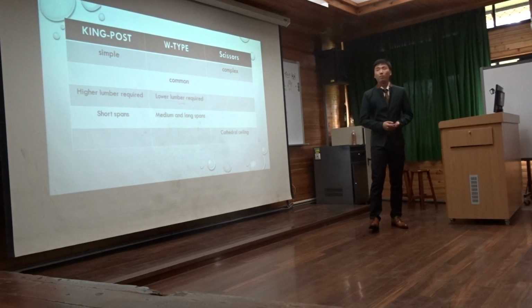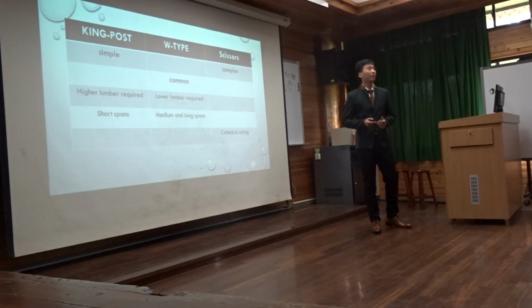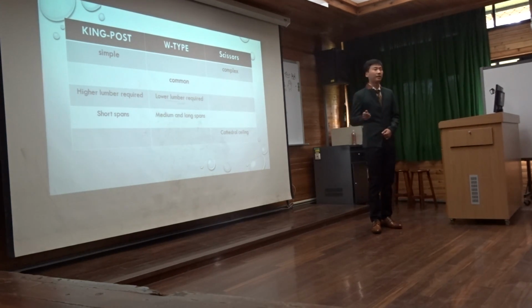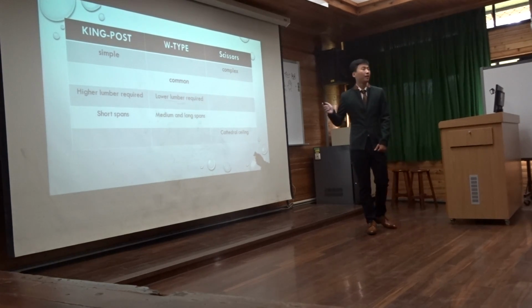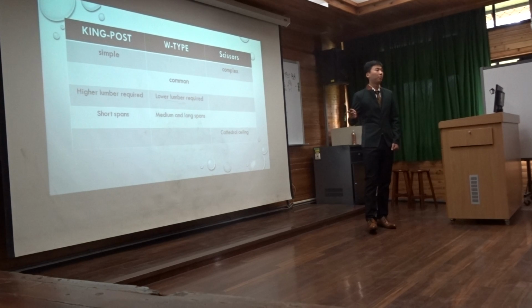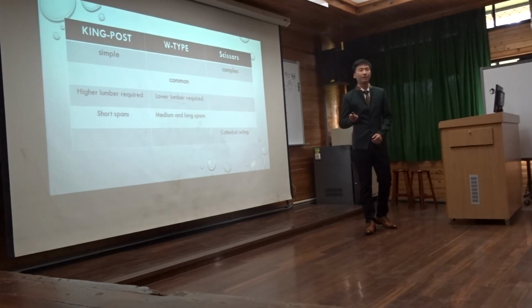Look at this form. Comparing the 3 types of trusses, we can see the King-post is the simplest. The W-type truss is the most common. The scissors is more complex than the others.